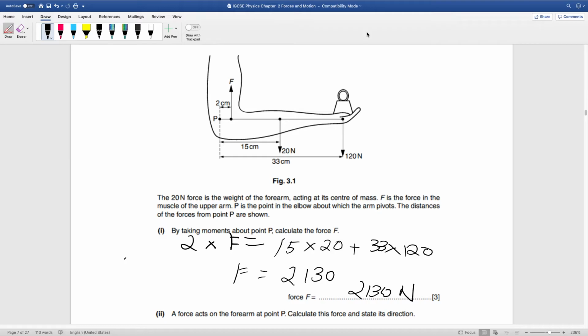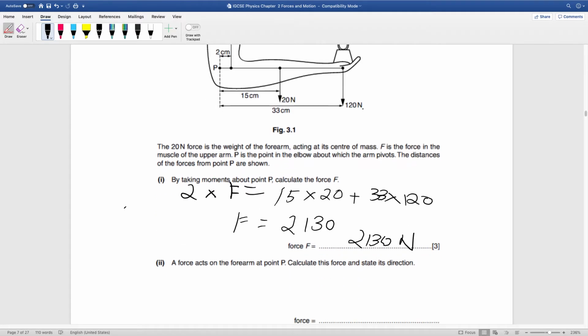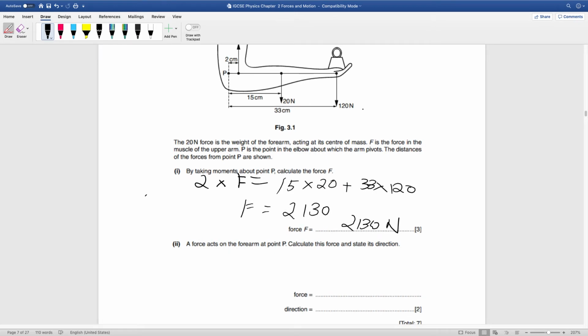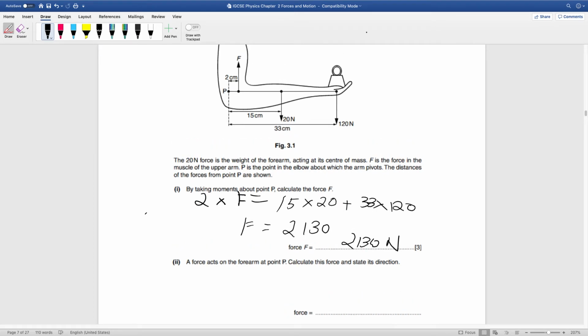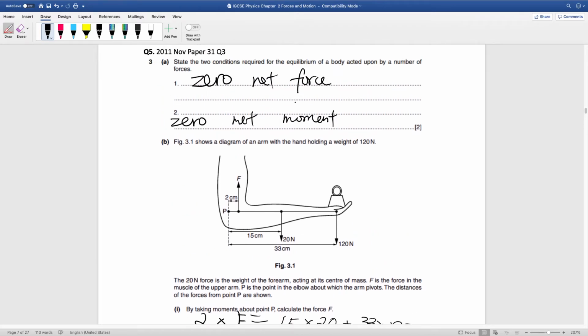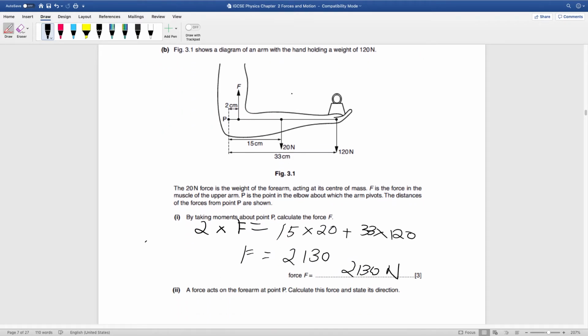Okay, let's go on. Part 2: a force acts on the forearm at point P. Calculate the force and state the direction. Now the force F is 2130 upwards. Now, just remind yourself about the two conditions such that it is in equilibrium. One is no net force, another one is no net moment.